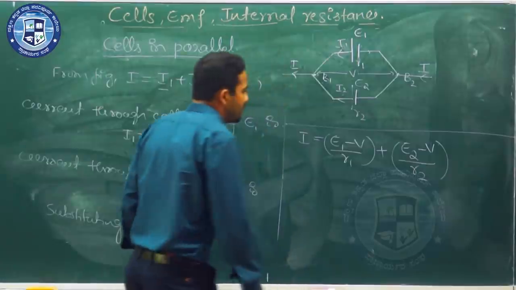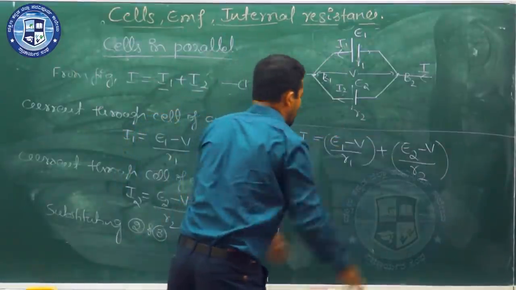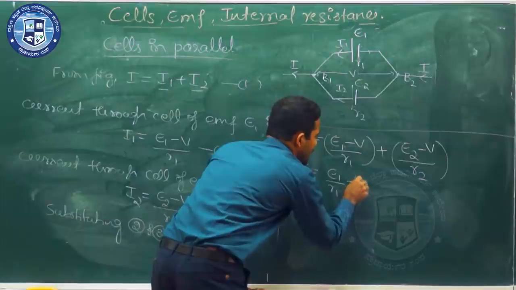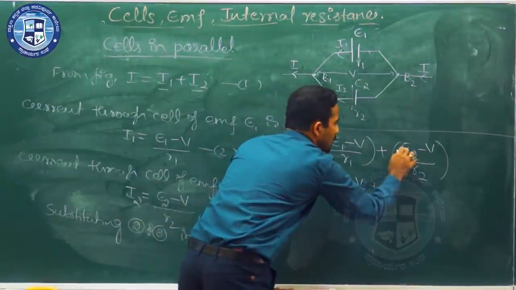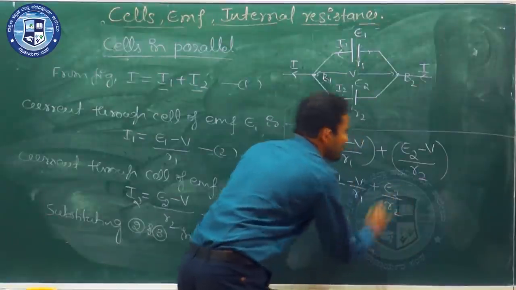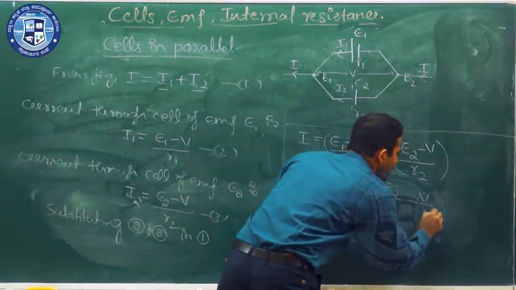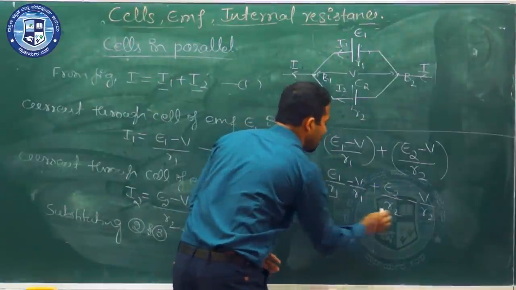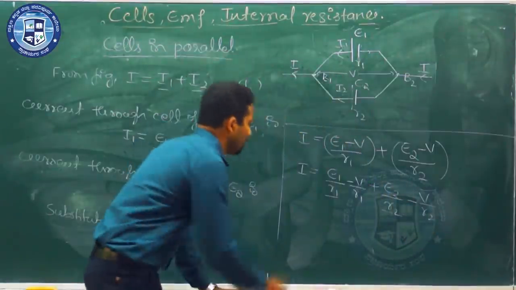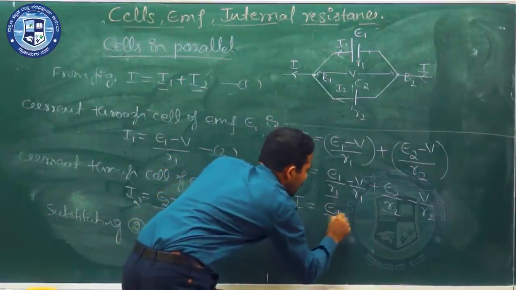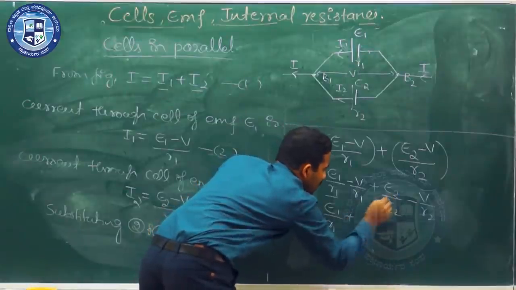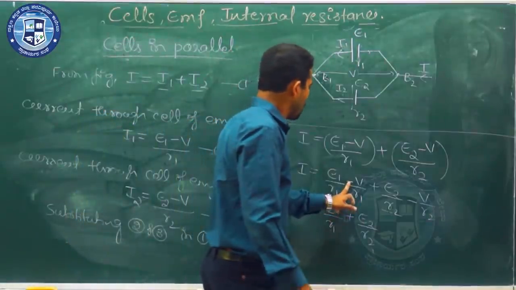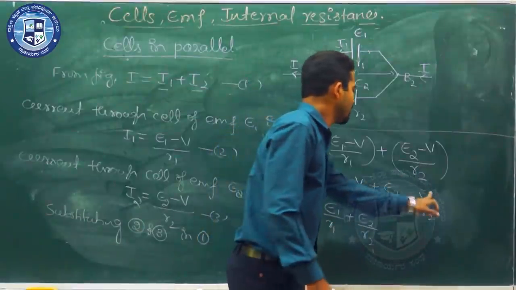Now let us take a common denominator for each term. So E1 by R1 minus V by R1 plus E2 by R2 minus V by R2. Okay. Now let's write E1 and these terms together. So what will happen? I is equal to E1 by R1 plus E2 by R2. Then here we have minus V by R1 minus V by R2.